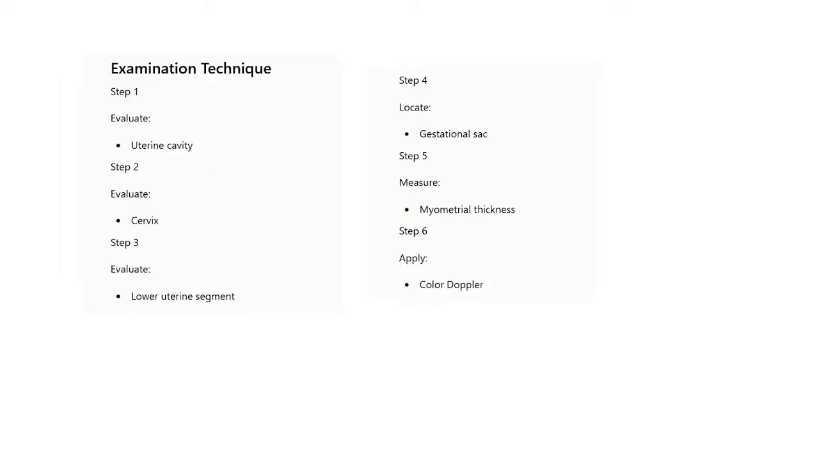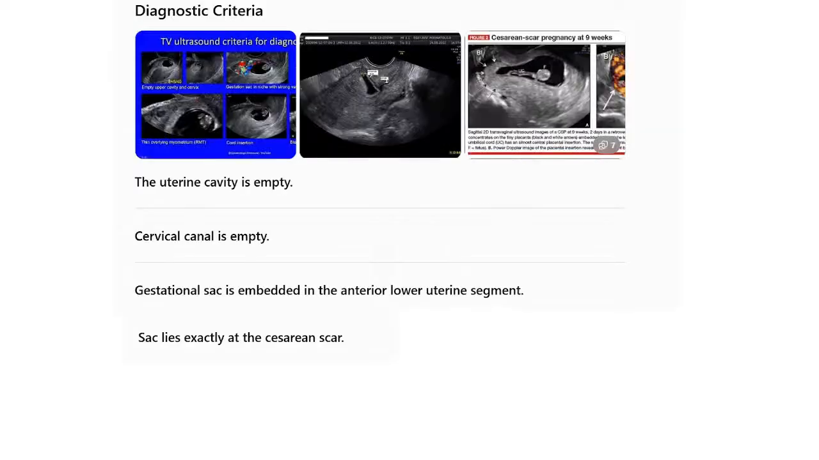So now, the examination technique. Step 1, you should evaluate the uterine cavity. Step 2, evaluate the cervix. Step 3, you should evaluate the lower uterine segment. Step 4, locate the gestational sac. Step 5, you should measure the myometrial thickness. In step 6, you should apply color Doppler.